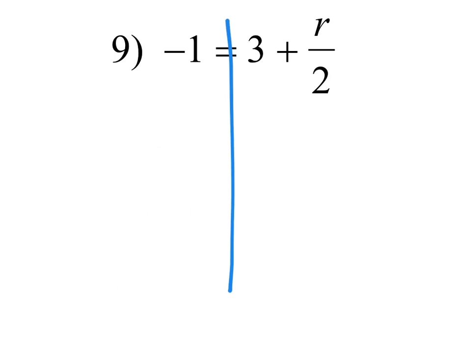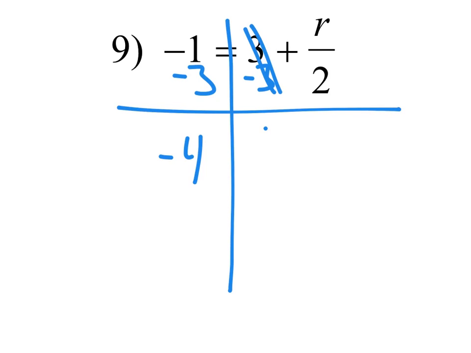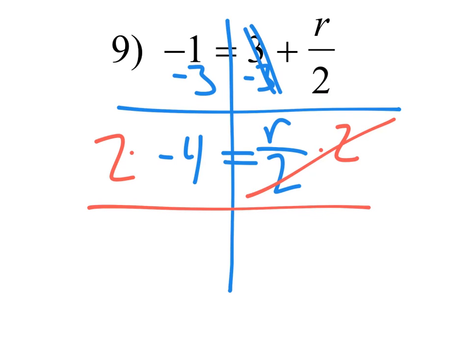Number 9, line down the middle. Got to get rid of the 3 first. These two cancel out. Negative 1 minus 3 is going to be negative 4. On the right side, we are left with r over 2. Have to undo the division, so I'm going to use multiplication. Multiply both sides by 2. These two will cancel out. Left with r on the right side, and 2 times negative 4 is going to be negative 8.